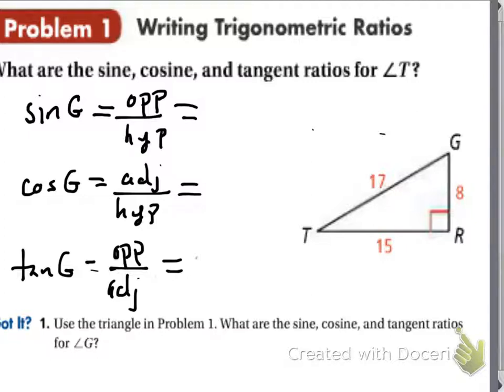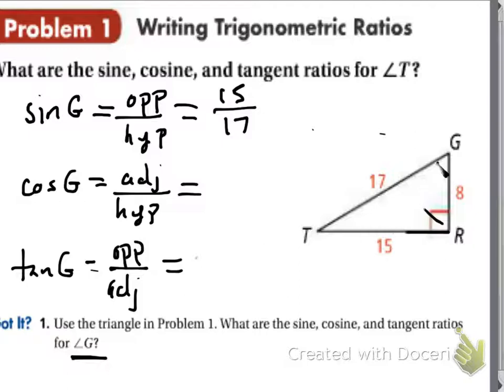Okay, I paused the video to set up the next problem, the got it problem. It says use the triangle in problem 1 to find the sine, cosine, and tangent ratios now for angle G. So now here is angle G. Let's find the sine of G. That's the opposite side, 15, over the hypotenuse. The hypotenuse is opposite the right angle, so that's 17.